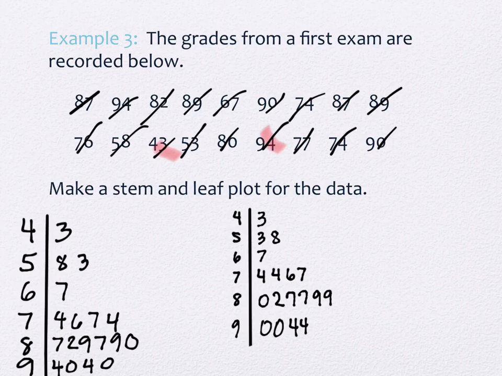Okay, so there's a stem and leaf plot. I still need a title. And again, whether you do it within the title or as a separate piece, we need a key that says what in the world this means. So I'll do it within my title so you can see how that would look, but you could write it separately if you wished. These are the grades on a first exam.